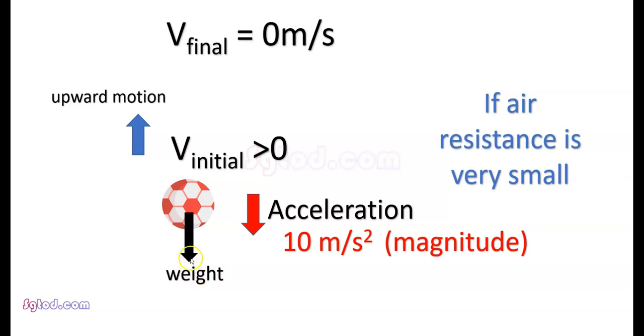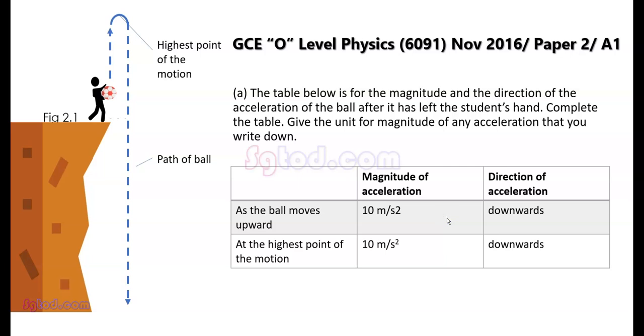In other words, if the air resistance is very small, as the ball moves upward, it experiences deceleration or negative acceleration where its velocity decreases by 10 meters per second every second until it reaches zero at the highest point. Hence, this is the answer.